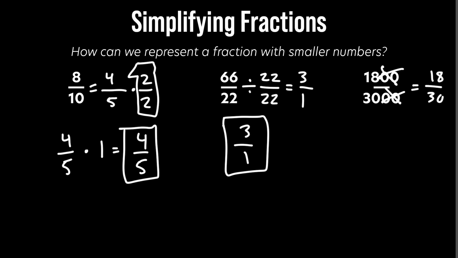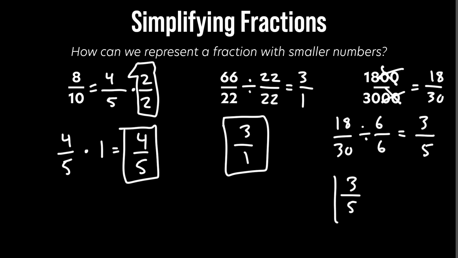A common factor of 18 and 30 is 6. So what we can do is divide both sides by 6. And we will get 3. 18 divided by 6 is 3. And 30 divided by 6 is 5. So 3 over 5 is our simplified fraction.